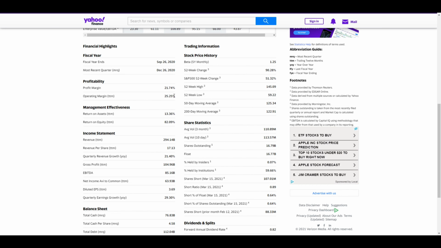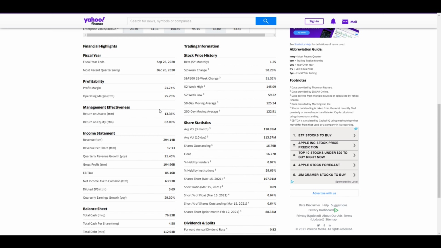So the higher these numbers, it means that the more cash or the more profit the company is producing, and the more profit the company is producing, the more profitable it is, and the better investment that it is, right?